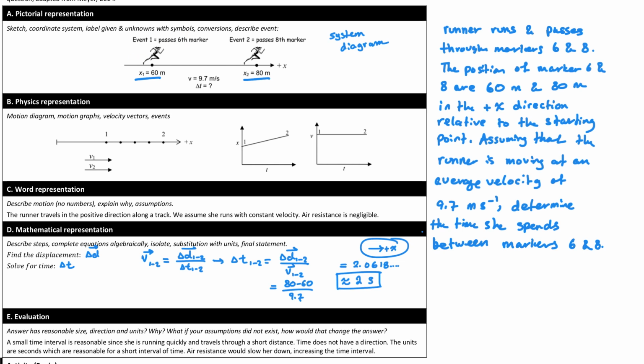So let's see if we have used all the information. The 6th and 8th markers are in there, their positions are there. We have the average velocity included, that's the 9.7 meters per second, and we're trying to find the change in time between these two events. They're included, so this is looking fantastic. So the question has all of the information.